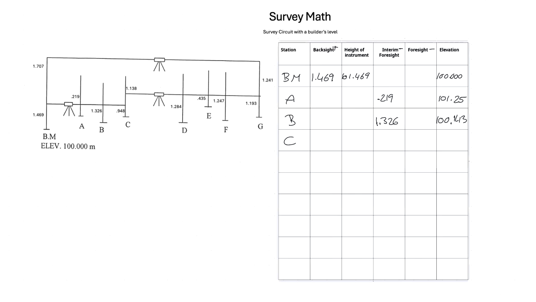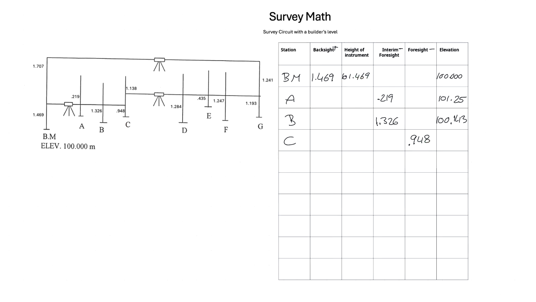Now check this out. After C, we're going to move our instrument. So instead of the interim foresights that we don't need to deal with again, we want to put it in our foresight compartment here. But same thing, we're taking a foresight and it's 0.948, and now we want to find the elevation. Again, taking our height of instrument minus our foresight will give us the elevation.